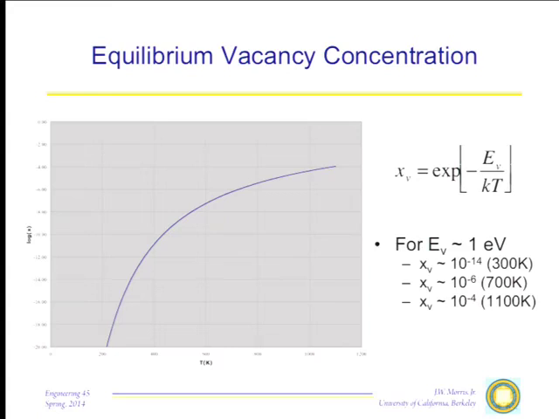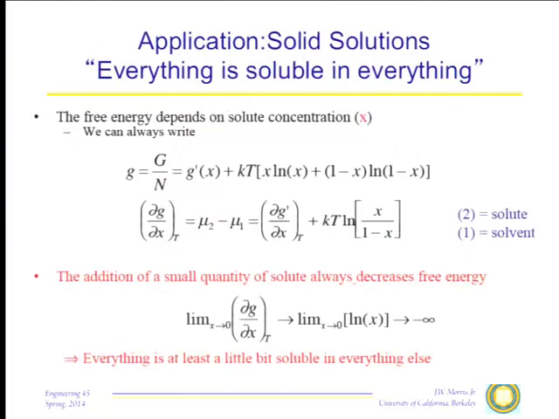If I'm going to cause atoms to move for substitutional, I've got to provide vacancies for them to exchange with. And the easiest way to do that is just heat the thing up. There's some other ways too, which we'll talk about later. Second, everything is at least a little bit soluble in everything else.